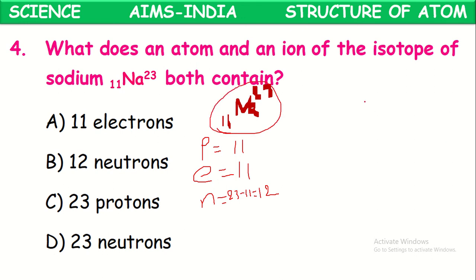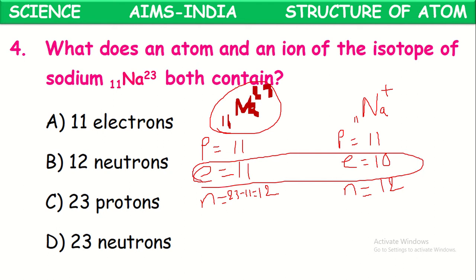If we see the sodium ion, now what will happen? The atomic number will be the same. That means the proton number will be the same, 11. The number of electrons will be 10 because it lost one electron. And the number of neutrons will also be the same as that of the neutral atom. Only they differ in the number of electrons.